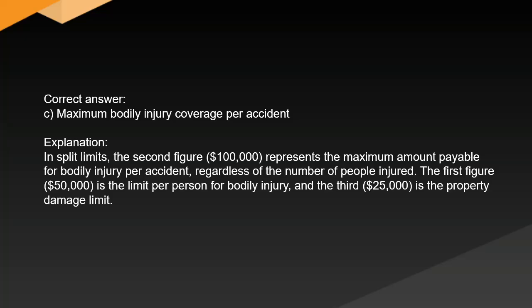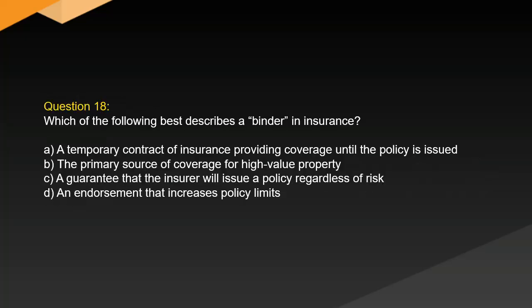Explanation: In split limits, the second figure, $100,000, represents the maximum amount payable for bodily injury per accident, regardless of the number of people injured. The first figure, $50,000, is the limit per person for bodily injury, and the third, $25,000, is the property damage limit. Question 18. Which of the following best describes a binder in insurance?